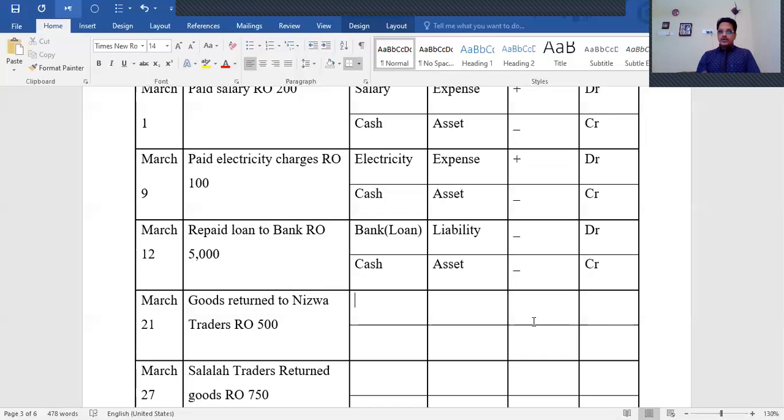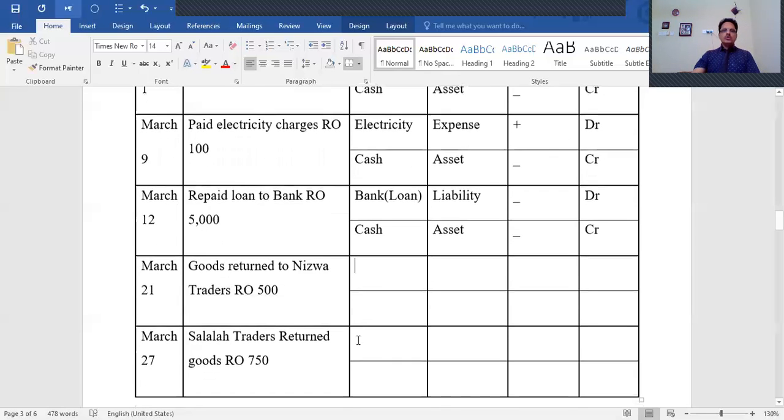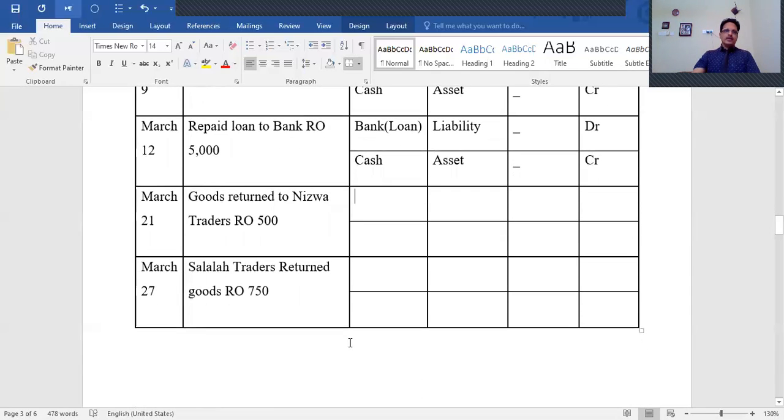That is very important to understand, because there are more chances of mistakes. So goods return to Nizwa traders. This is a case of return, Ragya. This is a topic you have to understand very clearly. There are two types of returns. One is purchase return, Mushtariyat Ragya. Another is sales return, Mubiyat Ragya.